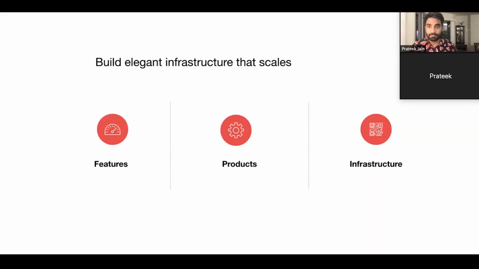Then build elegant infrastructure that scales. Remember, if you're a tiny little company and you launch a feature and it has a bug, it's fine, no big deal. If you are a big company, you have tons of features, tons of users, tons of things are happening all the time, those features cannot break.